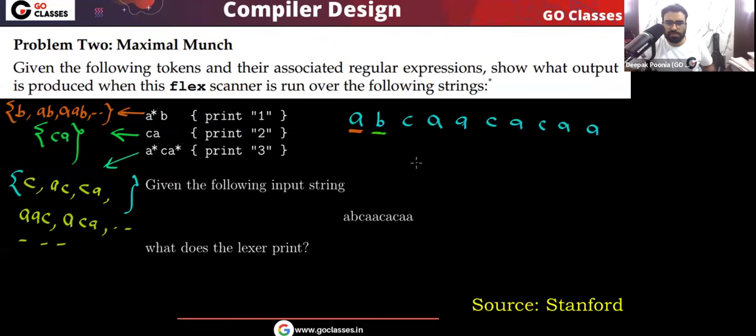Okay, what about this B? Is there anything in the race? A, B. Now this third is out of the race because in the third regular expression you don't have any symbol B.